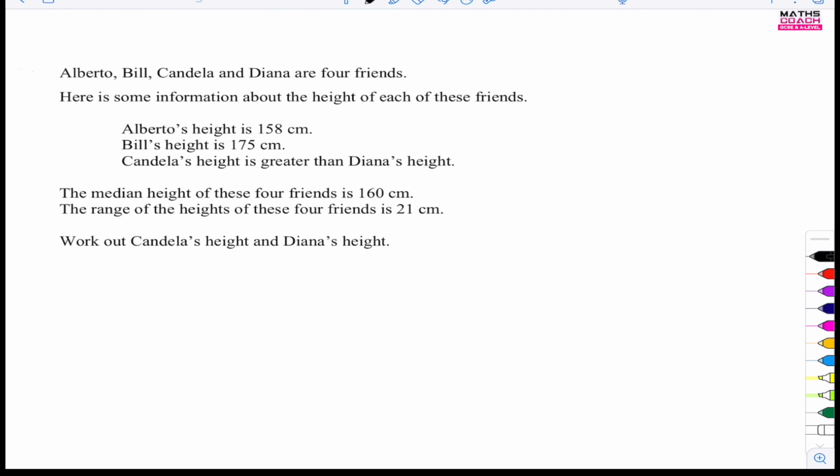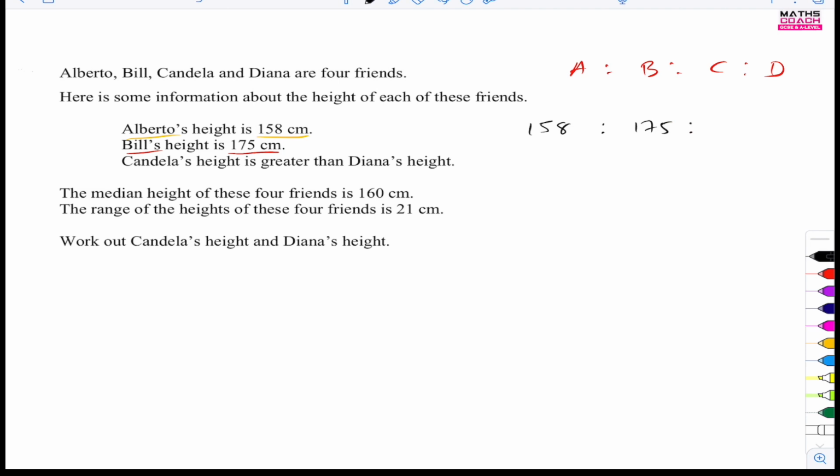All right, so we got Alberto, Bill, Candela and Diana. As you will notice, you got A, B, C and D. So let's go ahead and write that down first. So we got A, B, C and D. All right. Now, it says Alberto's height is 158 centimeters. So under A, we're going to write 158. Bill's height is 175 centimeters. So under Bill, we can write 175.